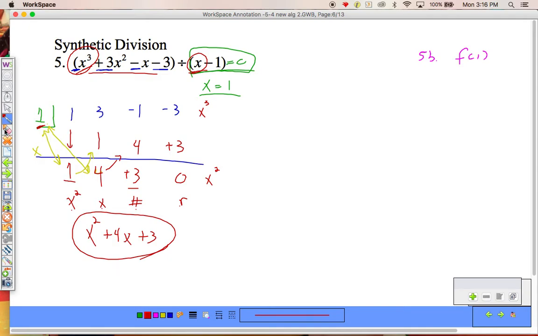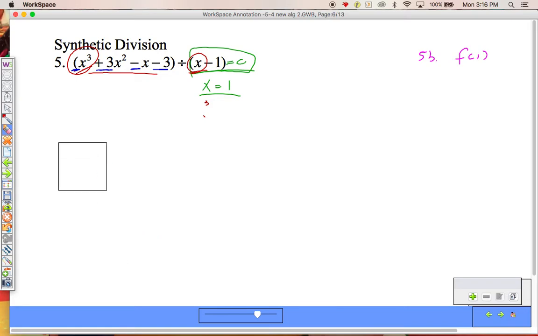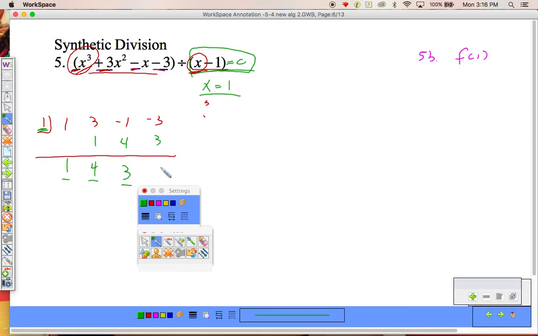All right, so let's do it again. I'm going to erase this and start over so we can follow the process. Set this equal to 0, goes in the backwards L. Pick out your coefficients: 1, 3, negative 1, negative 3. Skip a line, draw a line. We're going to bring this first number down. Then we're going to multiply and put that answer underneath the 3. I'm going to add down. I'm going to multiply, add down, multiply, add down.